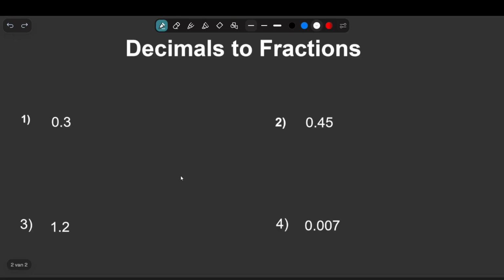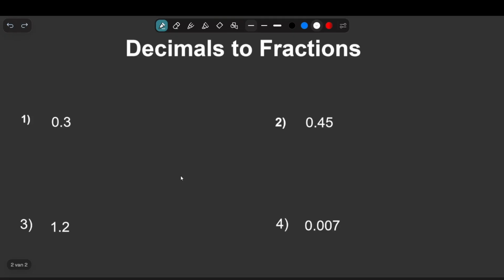Now when we convert the decimal to a fraction, we need to take a look at the place where the decimal ends. So does it end in the tenths, the hundredths, thousandths, ten-thousandths, or whatever the case may be, we use that place to determine the denominator. Then whatever number we have on the right side of the decimal will be the numerator. For example, for number 1, we have a 3. That's going to be our numerator.